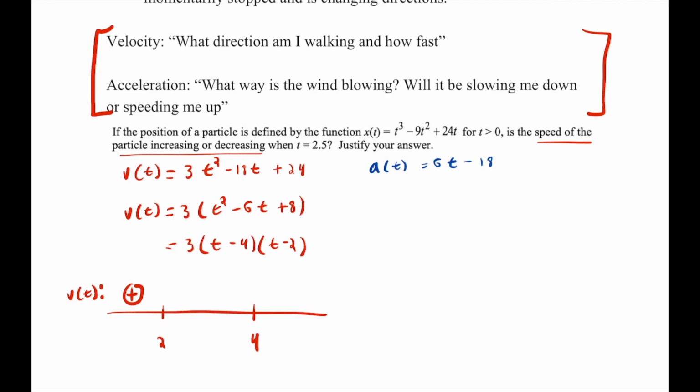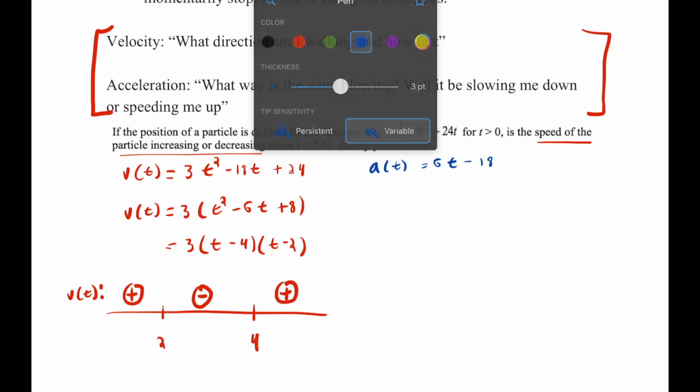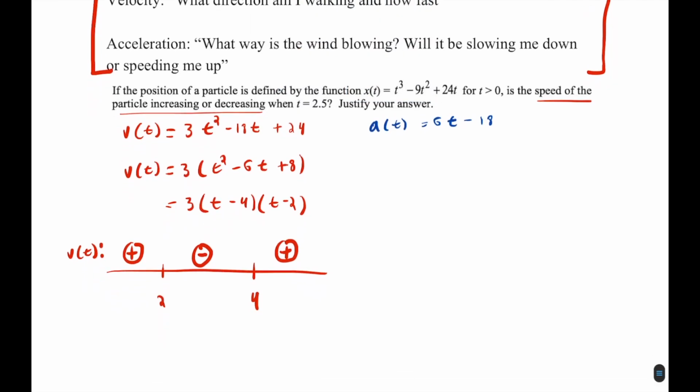If t is between 2 and 4 seconds or minutes or whatever this is, then the left parenthesis would be negative, the right would be positive, you'd have a negative velocity. If t was greater than 4, both would be positive, you'd have a positive velocity. And so we're going to do the same for acceleration. So we've got intervals where velocity is positive. This basically means moving right and moving left and moving right again.